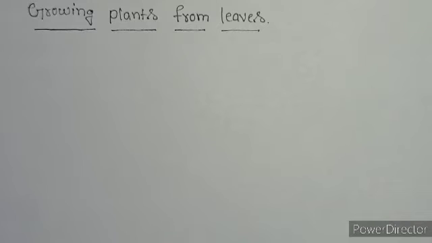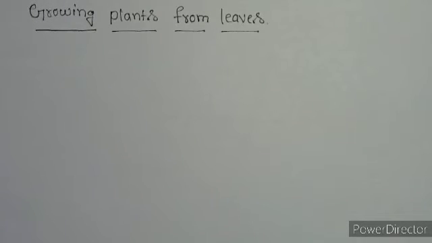Students, next we are going to know about growing plants from leaves. We know all green plants have leaves that are green in color. Leaves prepare food for a plant, and so they are called the kitchen or food factory of a plant. From these leaves also we can grow plants.